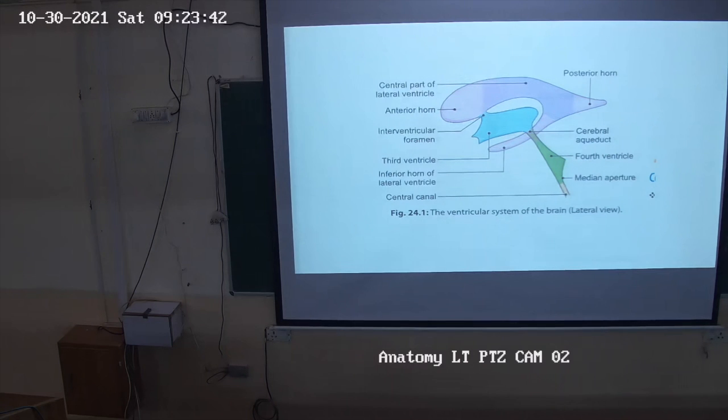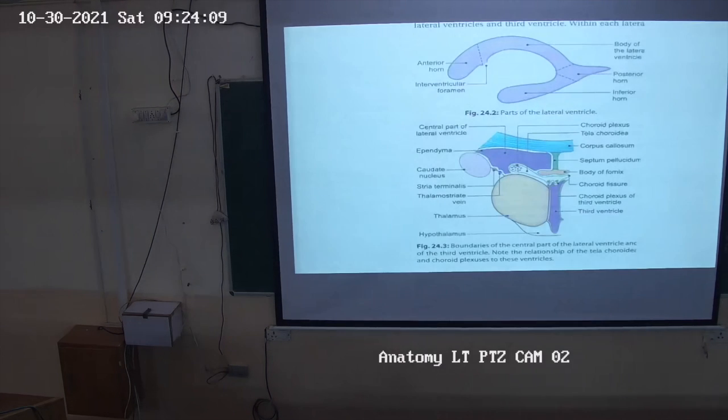And these extensions are named as: the anterior extension is called the anterior horn, present in the frontal lobe. The posterior extension is called the posterior horn, present in the occipital lobe, and the inferior horn, present in the temporal lobe. So these are the three extensions of the central part. Now see the central part. You can also see the extensions, anterior horn, posterior horn and inferior horn.